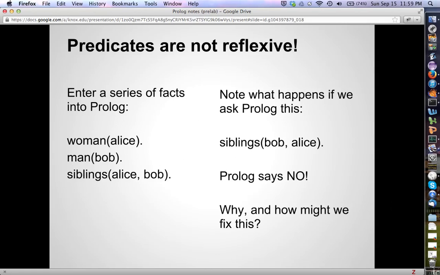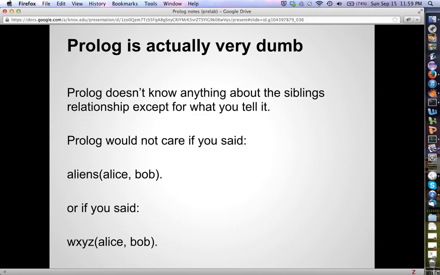So predicates are not reflexive. If this is our rule database, Alice is a woman, Bob is a man, and Alice and Bob are siblings, and we ask, are Bob and Alice siblings? Prolog's going to say no, not because Bob and Alice aren't siblings, but because Prolog has no idea that the siblings relationship is supposed to be reflexive. So we want to think about how we might fix this.